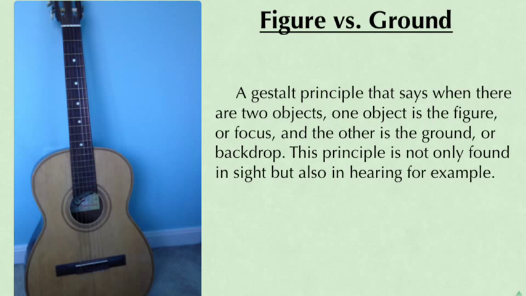In this example, the guitar could be the figure and the blue wall could be the ground, or the blue wall could be the figure and everything else would be the ground. When talking about perception, figure versus ground helps us focus on one object at a time and allows us to experience depth.